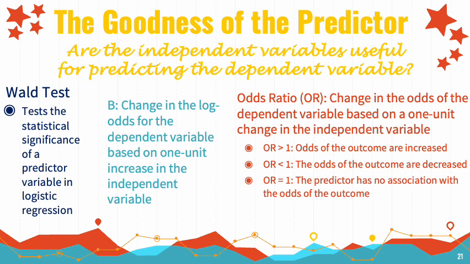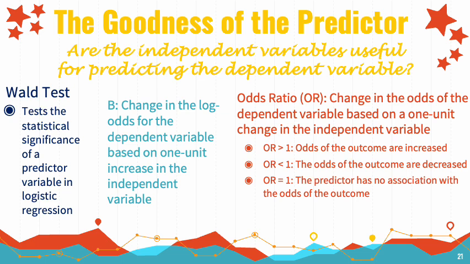You will begin, as with all tests of inferential statistics, with your null and alternate hypotheses. Your null hypothesis will look like b equals 0, or the independent variable is not useful for prediction, and your alternate hypothesis will look like b does not equal 0, or the independent variable is useful for prediction. Do not be confused by b. B is not the same in logistic regression as it was in linear regression.